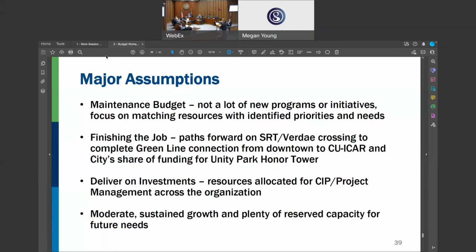This budget is about delivering on your investments by allocating resources for project management across the organization to get the neighborhood infrastructure bond, Section 108, and public safety campus projects moving forward. Lastly, throughout the budget, we're projecting moderate, sustained growth with an eye towards reserving capacity for future needs or potential economic downturns.